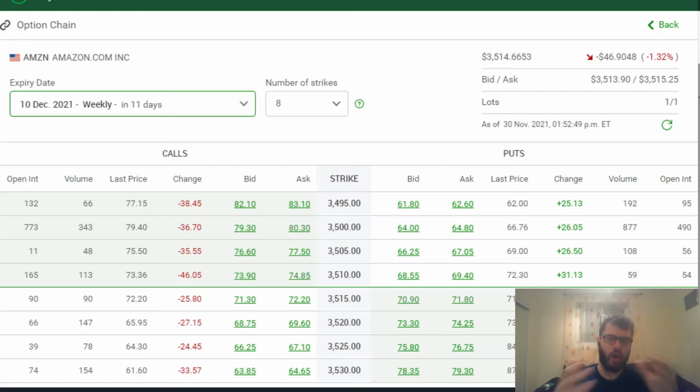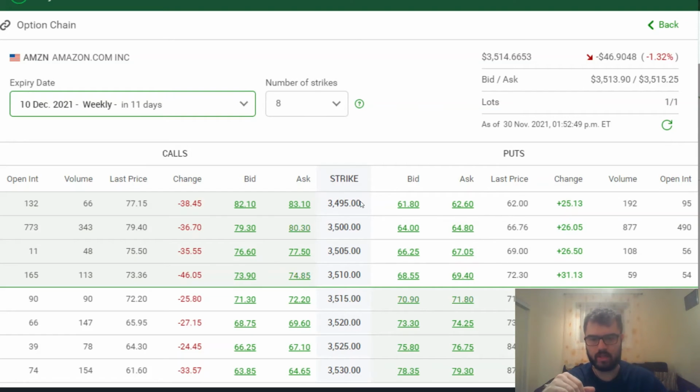Okay. Now volume, on the other hand, is always going to be lower. Well, in very rare cases it's actually higher, but it's most of the time going to be lower because volume is what's traded for the day. So what does that mean? We have a volume of 66. That means 66 transactions have happened on this day at this strike price.